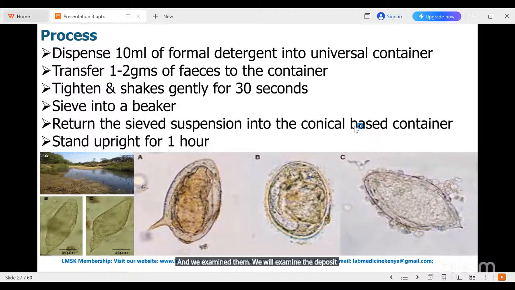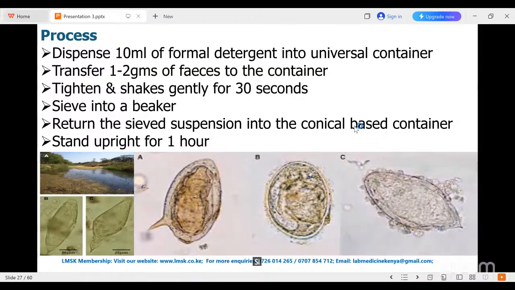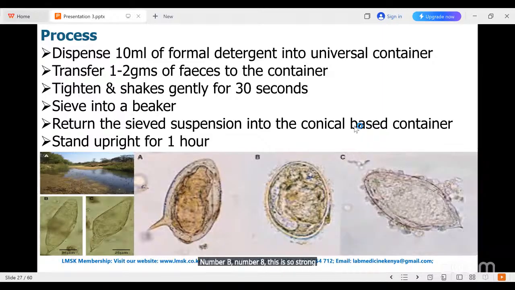This is our demonstration. The far end here, we have Schistosoma haematobium. That is from urine, but you might get it in a stool sample due to contamination. We have Schistosoma japonicum, number B. Number A, this is Schistosoma mansoni. You can see the lateral spine. You can see the lateral knob, although it's inconspicuous. You cannot easily see it, but it's there. Then we have a terminal spine for Schistosoma haematobium.